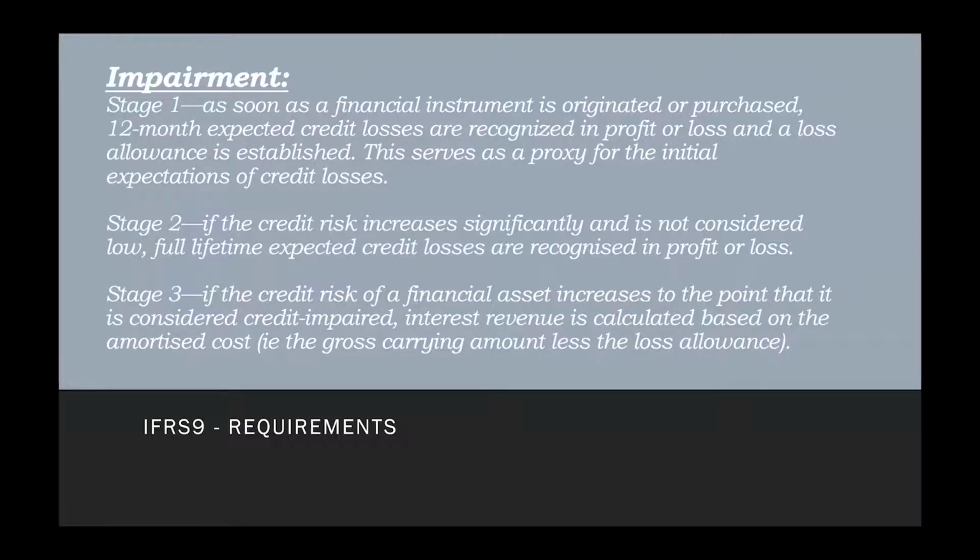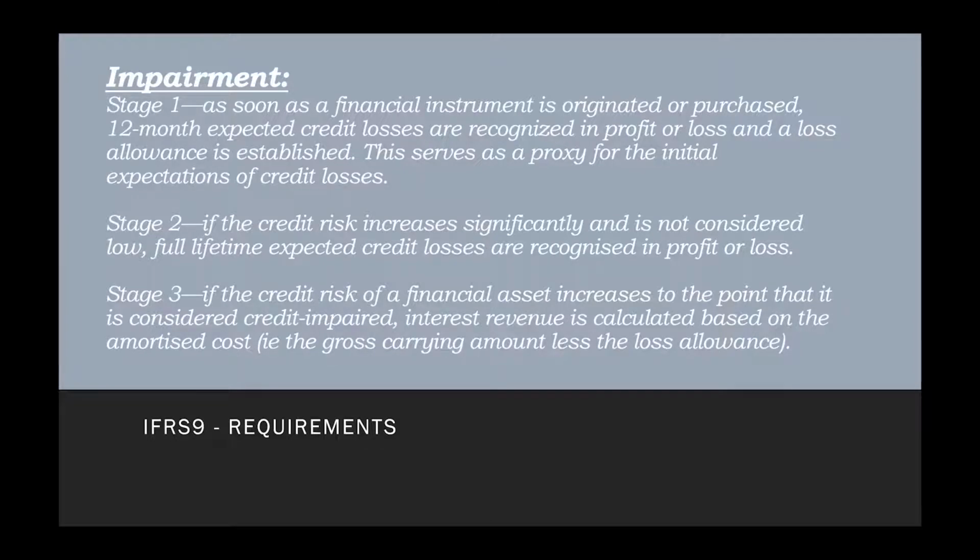So let's look at one of the areas, which is impairment. Now, under impairment, there are three stages. Stage one, as soon as a financial instrument is originated or purchased, you have to do an analysis over a 12-month period. So you have to analyze whether there will be a 12-month expected credit loss. And if those credit losses are recognized, they must be recognized in profit and loss, and a loss allowance established. And this therefore serves as a proxy for the initial expectations of credit losses.